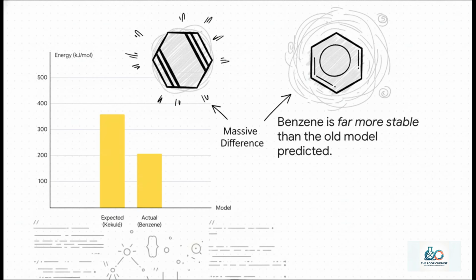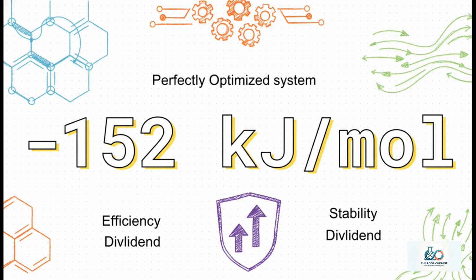That's a massive difference. It's not just a minor miscalculation, it's stone-cold proof that the old model was completely, fundamentally wrong. And that gap, that 152 kilojoules per mole, that is the payoff. That's what we can call the stability dividend. It's the extra stability, the performance boost, that benzene gets from its elegant design. It's the hard data, the quantifiable proof, that this piece of molecular code is just brilliantly optimized.